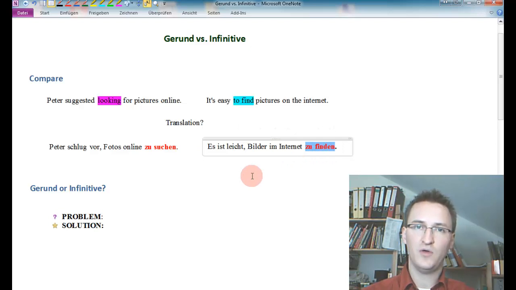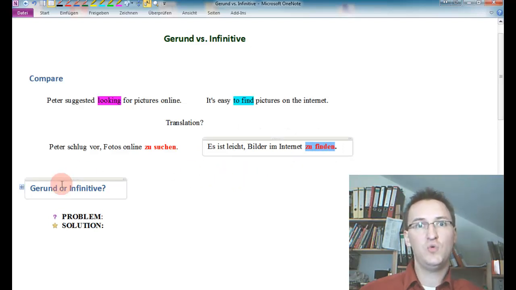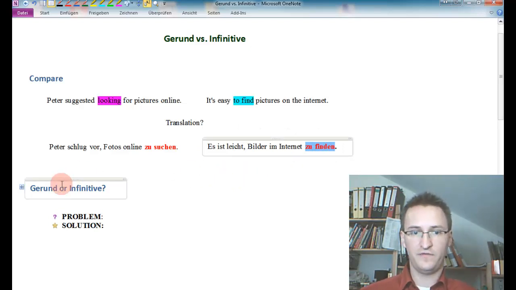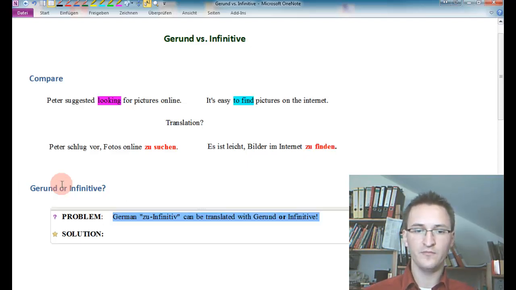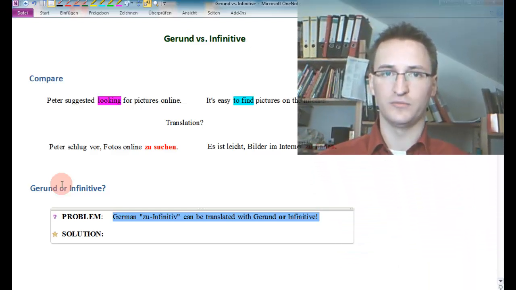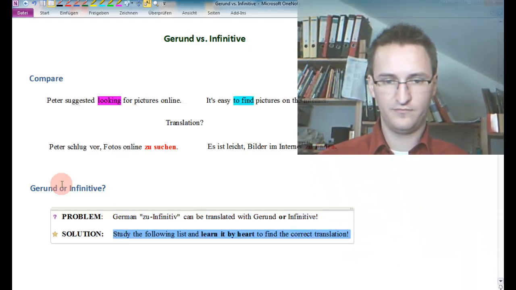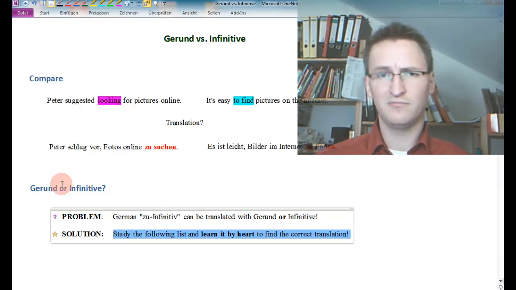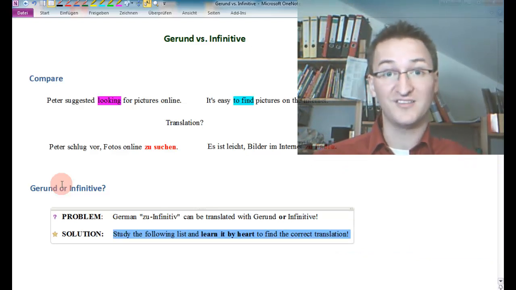For us, the big question is, do we have to use the gerund or the infinitive? So, our main problem here, the German zu infinitive can be translated with either gerund or the infinitive. But luckily enough, there is a solution to our problem. You may not like it, but it's the only solution there is.